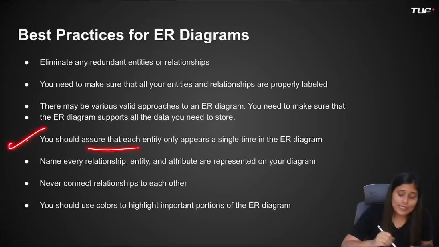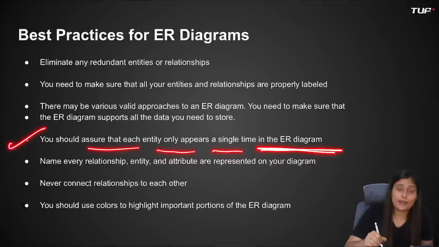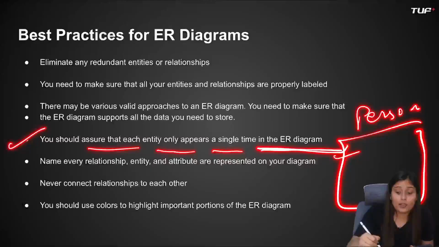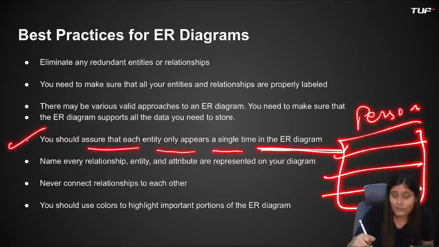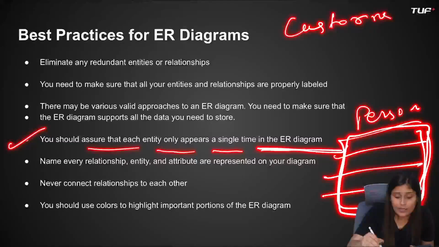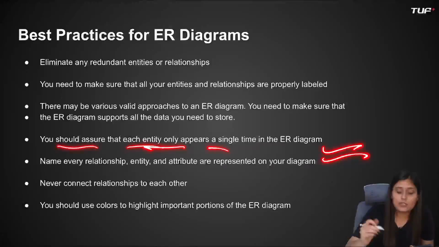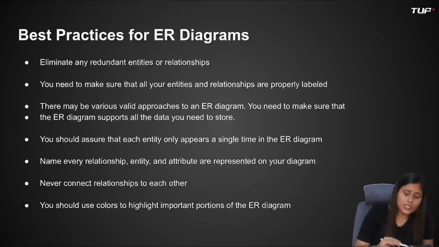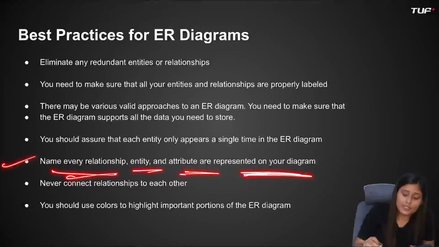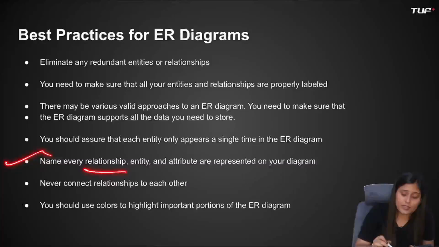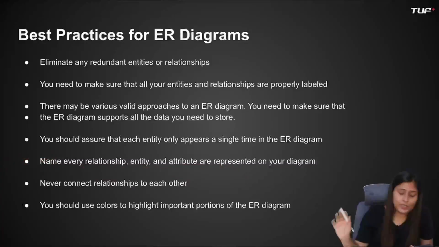Then you should ensure that each entity only appears a single time in an ER diagram. Entity means a person or table. If you have created a person table to hold details about the person, like name, ID and all, it should only be present in the person entity. It should not also be present in the customer entity, right? So each entity only appears a single time in the ER diagram. Name every relationship, entity and attribute represented on your diagram.